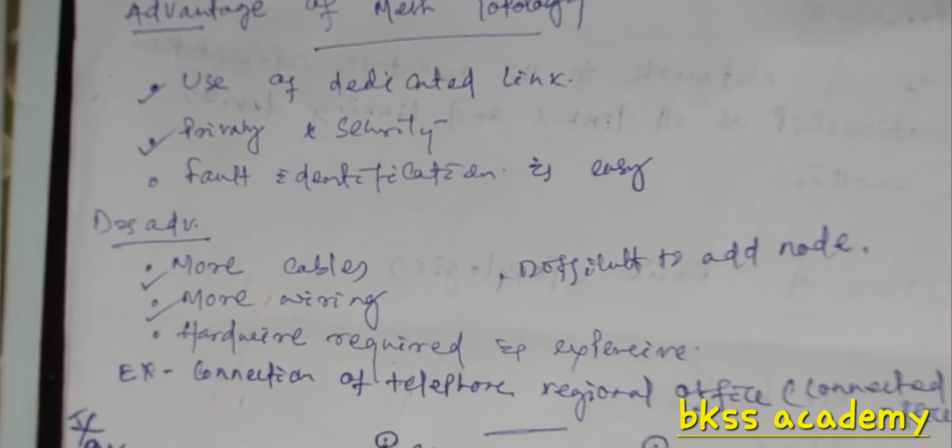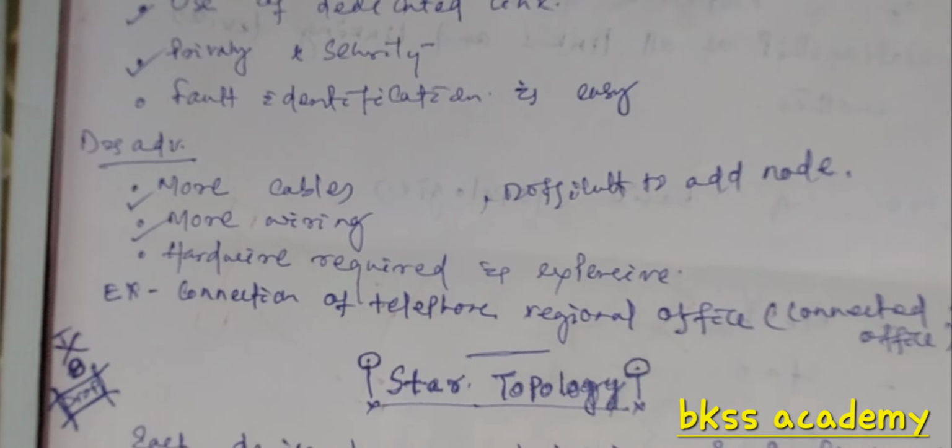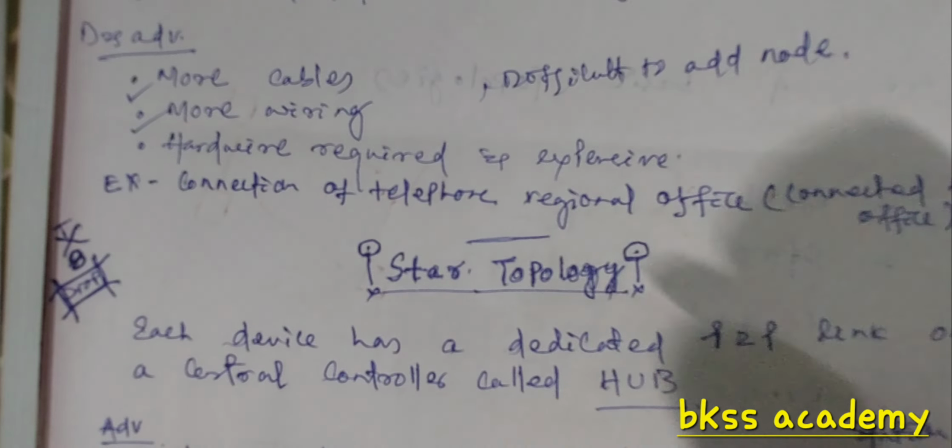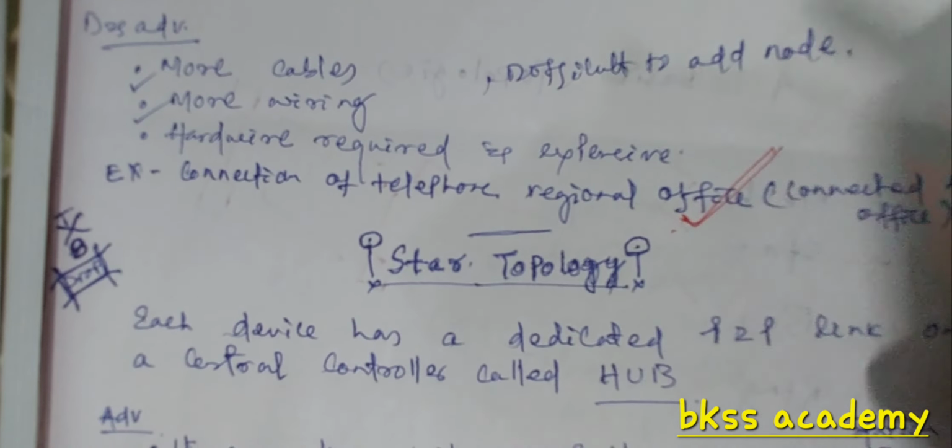Advantages of mesh topology: use of dedicated links, privacy and security, fault identification is easy. Disadvantages are more cables, more wiring, hardware requirement is expensive, difficult to add a node. An example is the connection of telephone regional offices. This is the example for the mesh topology.